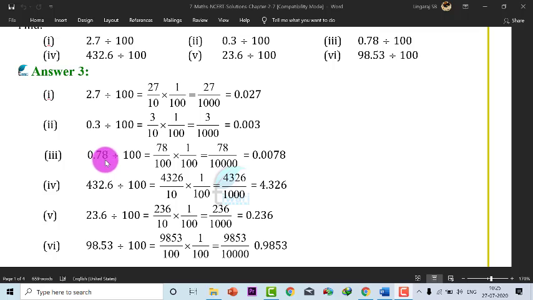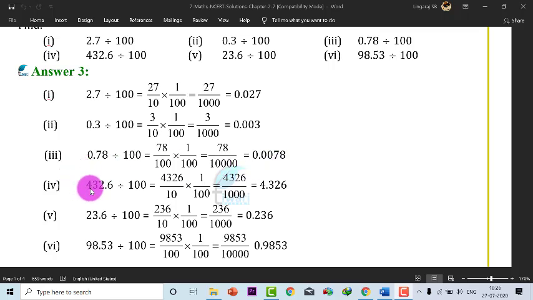The third one, 0.78 divided by 100. So here 0.78 is nothing but 78 by 100. The inverse of division is multiplication, the reciprocal of 100 is 1 by 100. 78 into 1 is 78. 100 into 100 is 10,000. So the decimal form of 78 by 10,000 is 0.0078.